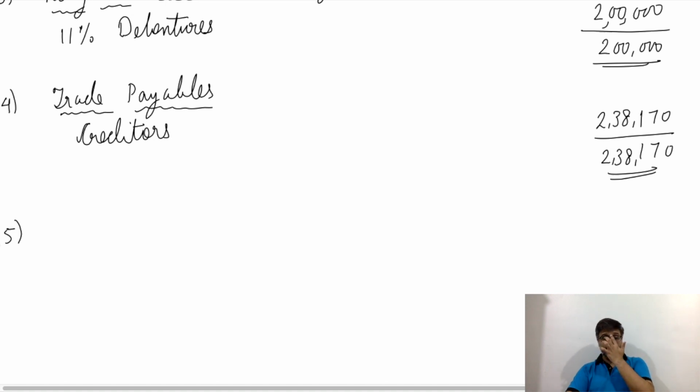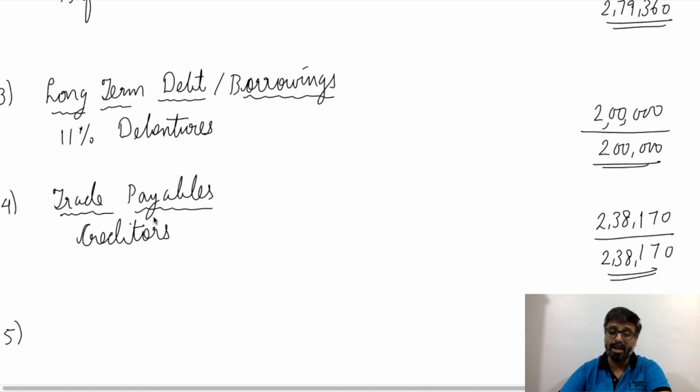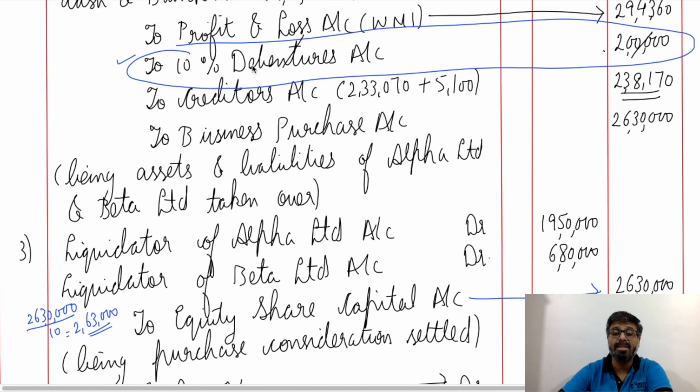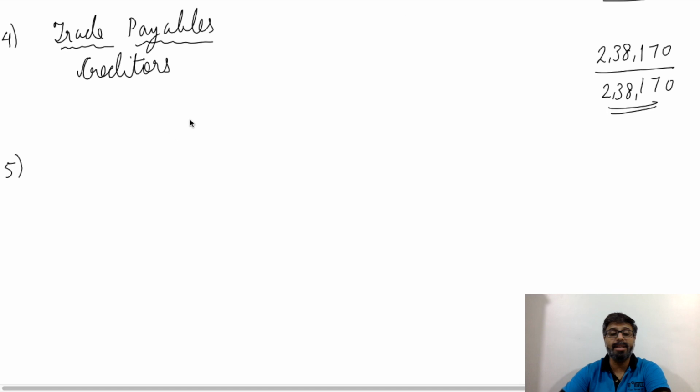Now after trade payables, which other current liabilities did we have? Short-term borrowings we don't have, trade payables we have. After trade payables, short-term provisions we don't have. Then after short-term provisions, other current liabilities we also don't have. In the journal entry, you can see only two liabilities: the debentures, which come in long-term borrowings, and creditors, which come in trade payables. No other liabilities are there. P&L account comes in reserves and surplus. So liabilities are all completed.